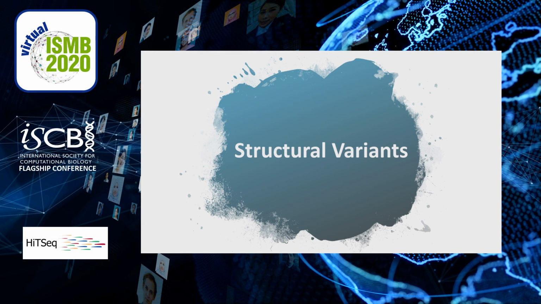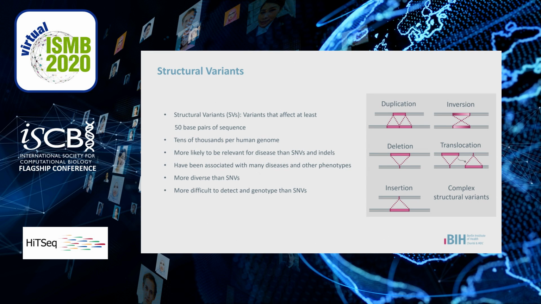Let us start with a quick recap of structural variants, or SVs, and why they are an important research topic. Structural variants are often defined as affecting at least 50 base pairs of genomic sequence. Recent studies suggest the presence of tens of thousands of SVs per human genome. Compared to short variants, this does not seem much, but due to their size, they affect many more bases and are therefore much more likely to be relevant for disease.